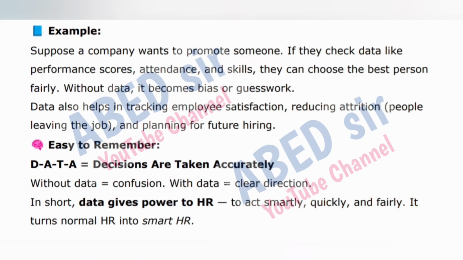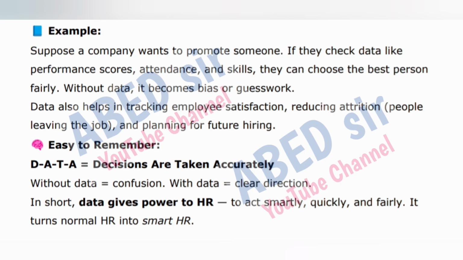Example: suppose a company wants to promote someone. If they check data like performance scores, attendance, and skills, they can choose the best person fairly. Without data, it becomes bias or guesswork. Data also helps in tracking employee satisfaction, reducing attrition, people leaving the job, and planning for future hiring.